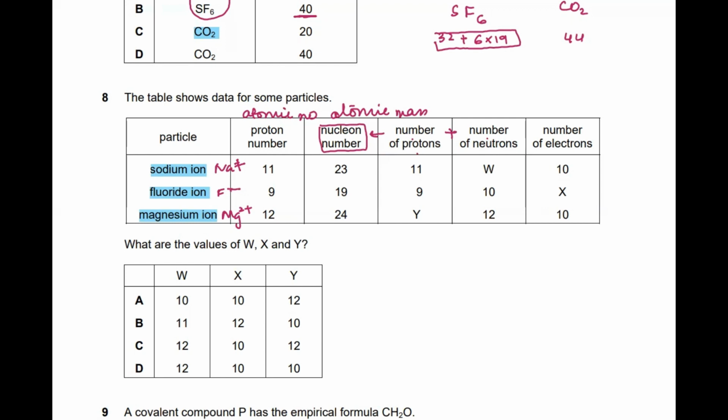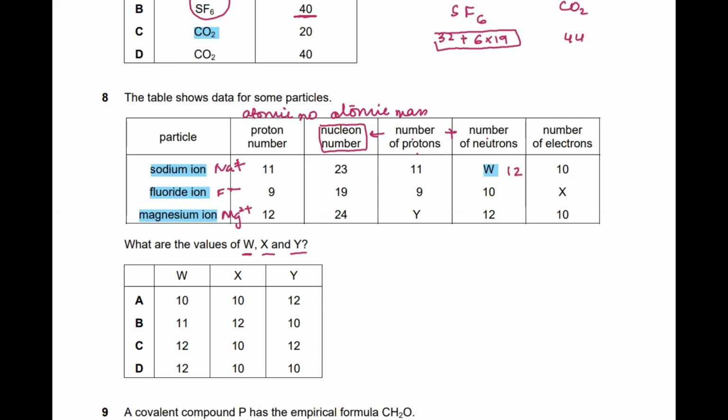So now we need to find the values for W, X, and Y. This is basically my W. W is for the sodium ion, and you need to find the number of neutrons. For the number of neutrons, you subtract the proton number from the nucleon number. So 23 minus 11, I'll get the answer 12 here. So W is going to be 12.